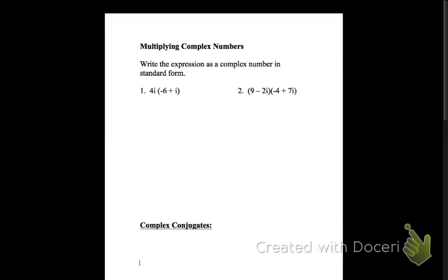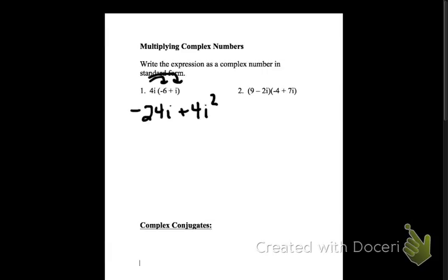Again, if we treat the i like a variable, we'll be good to go. So when we distribute this 4i, that will give us negative 24i. And when I distribute it to the i, that will give me plus 4i squared. Here's where the little bit of difference occurs.